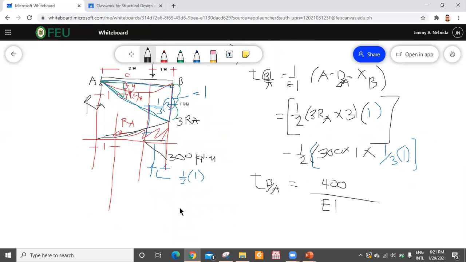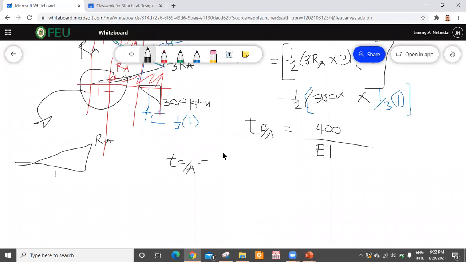So you have here the deviation at C from A is equal to, this triangle is just like this. This one is RA, and this is 1. So the area of that one is simply equal to 1/2 RA times 1. And then the centroid coming from here is just 1/3 of 1. So you have here 1/3 of 1, or just equal to 1/3.